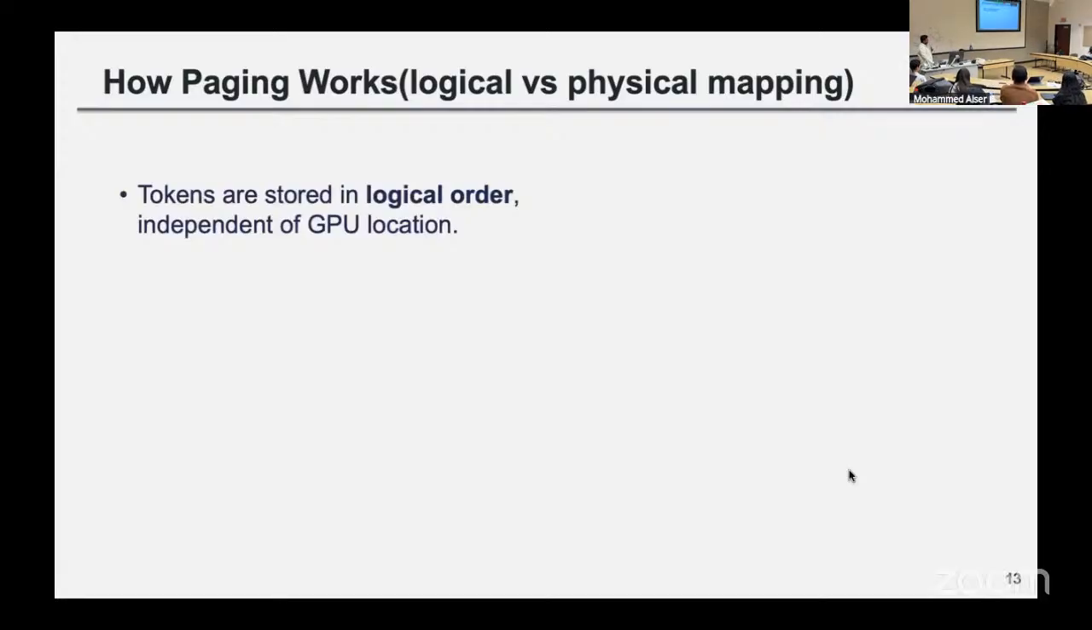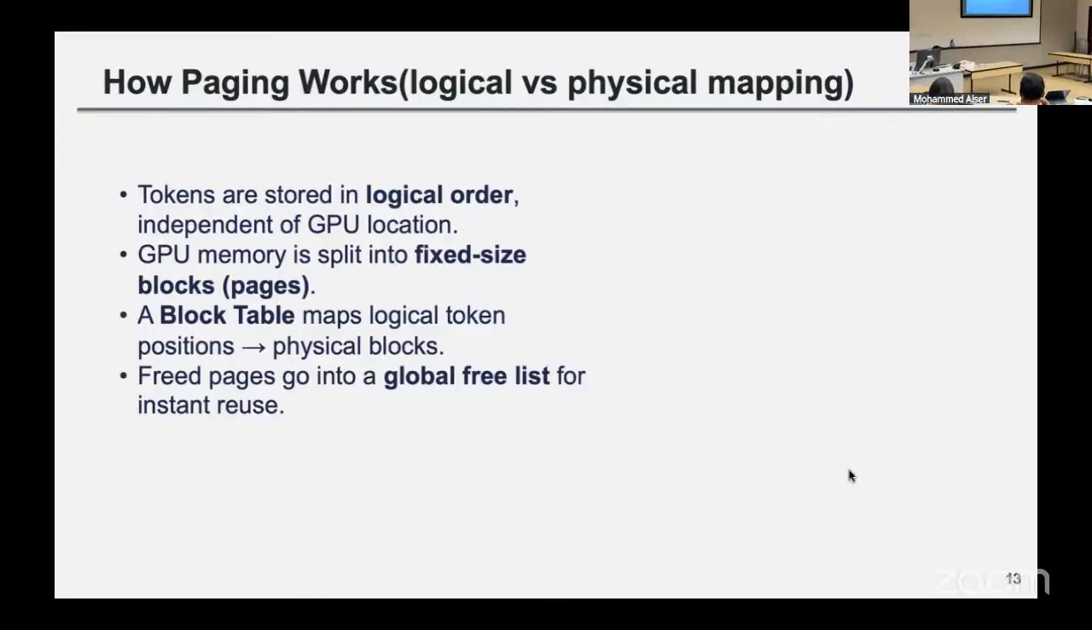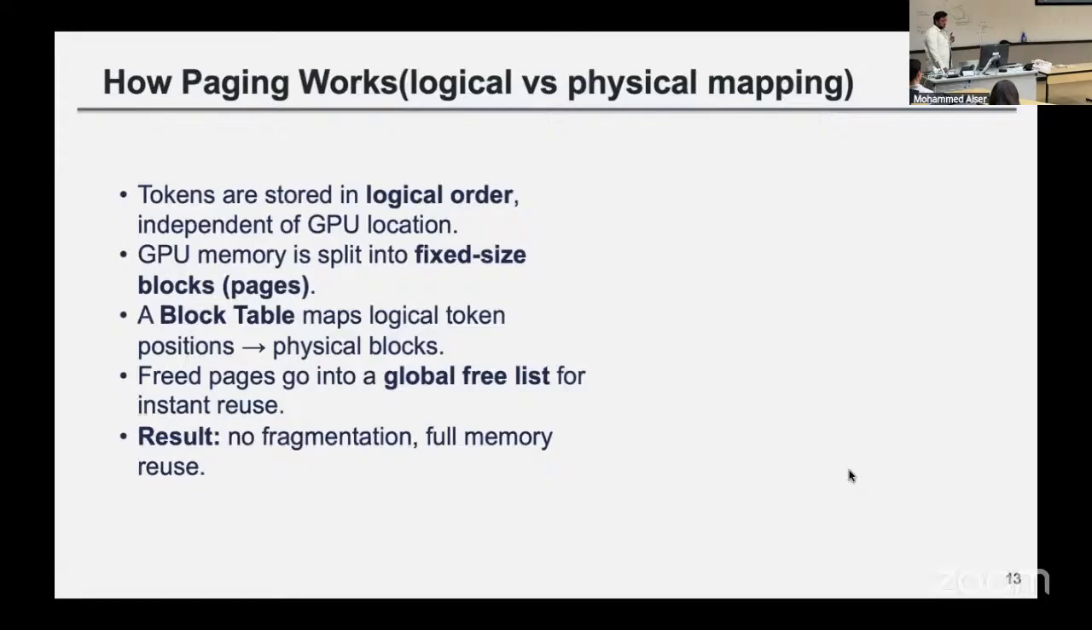Imagine that the tokens a model generates are arranged in logical order, 1, 2, 3, and so on. But instead of storing them next to each other in GPU memory, vLLM splits the memory into many small fixed pages. A block table records which physical page holds each token. So even if the data is scattered, the model still sees it as one smooth sequence. When a request finishes, its pages go back into the global free list and can be reused.